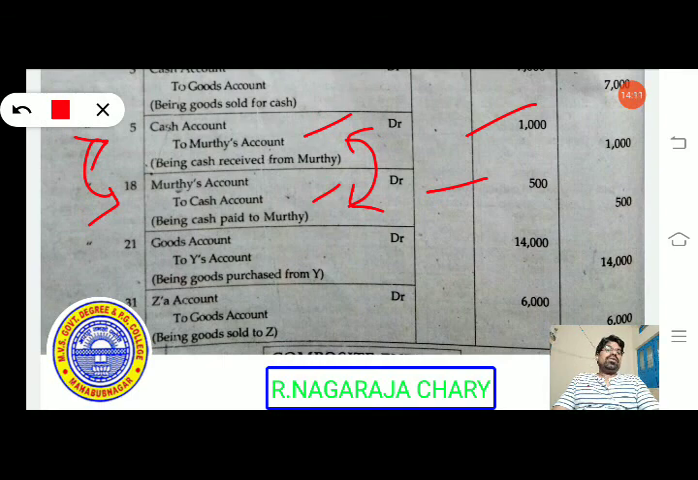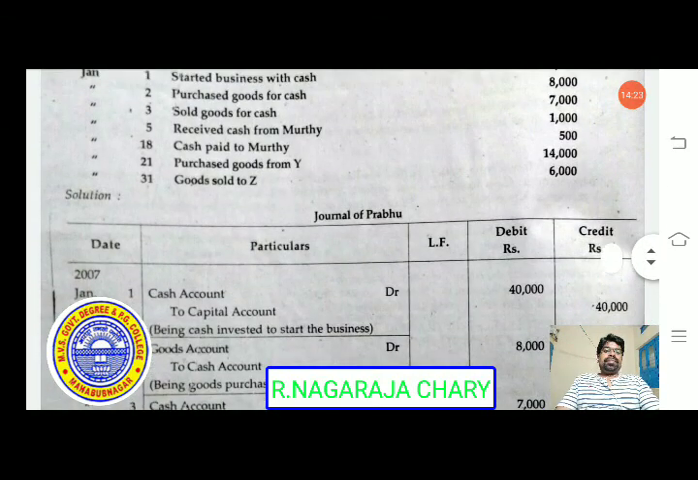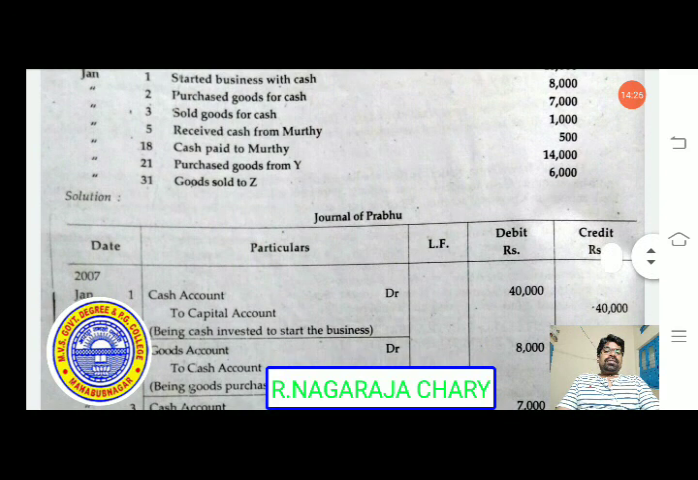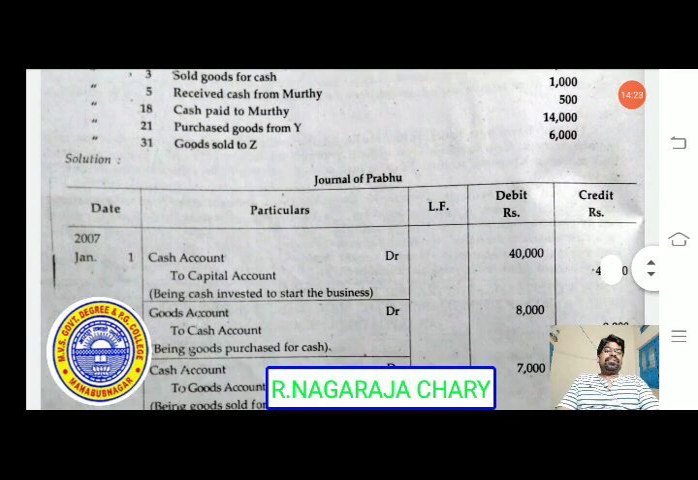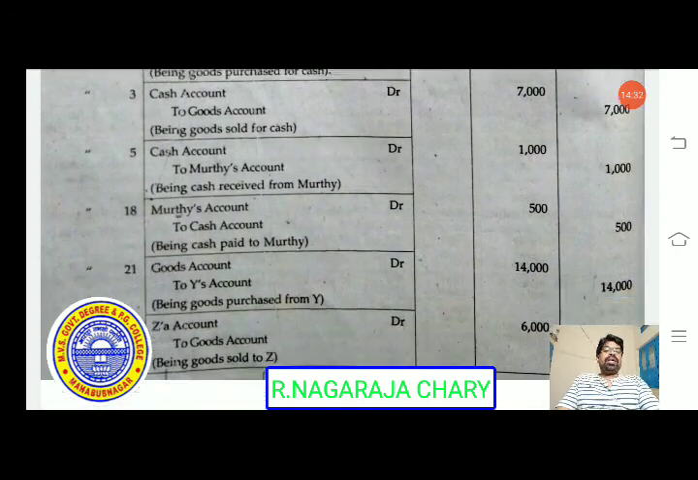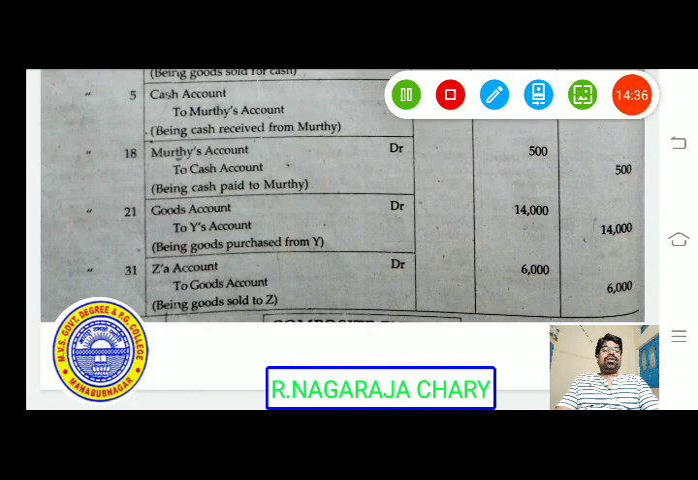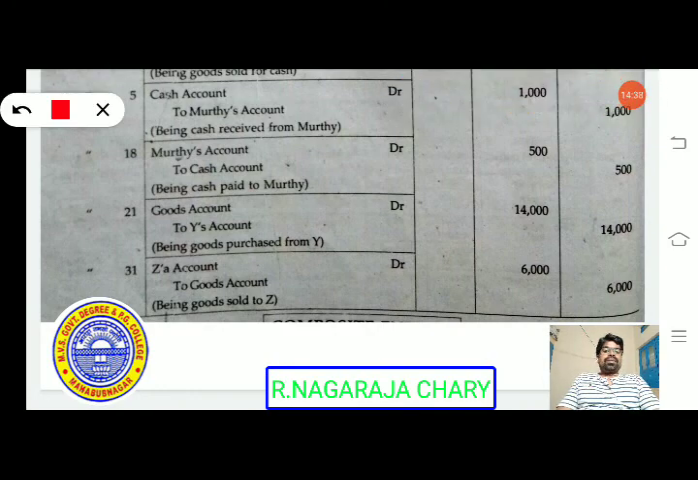So, that is why 500, both the aspects are equal. Okay. Got the point, right? Let us see. And on 21st, purchased goods from Y, that is 14,000 rupees. We are purchasing goods from Y.